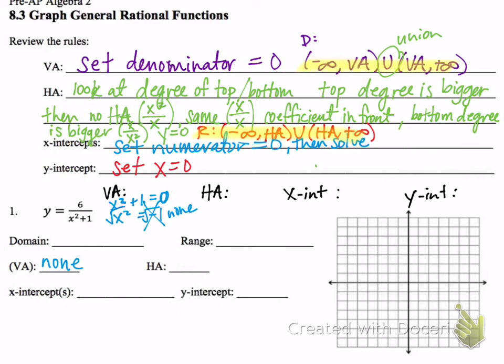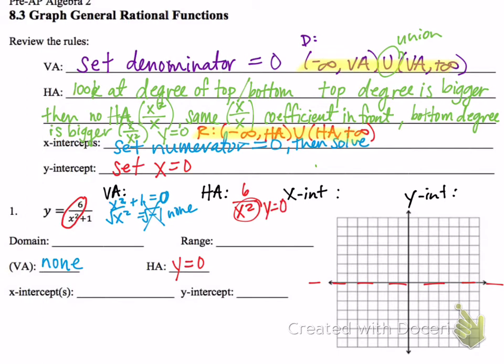For horizontal asymptote, I look at the degree. So I have 6 over x squared. So I have a degree of 0 over a degree of 2. So that would mean that it's bigger on the what? On the bottom. And if it's bigger on the bottom, then we say y equals 0. So I'm going to put a dashed line here at 0. Because we have 6 over x squared, bigger on the bottom, so y equals 0.